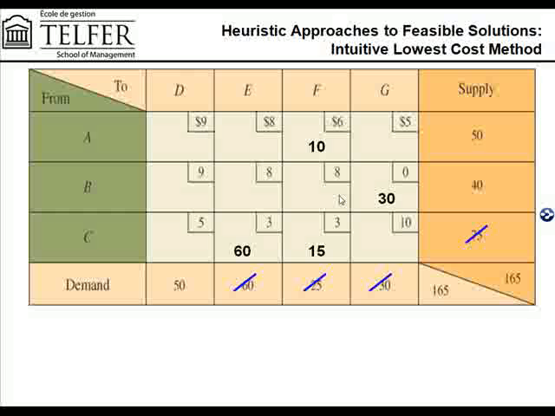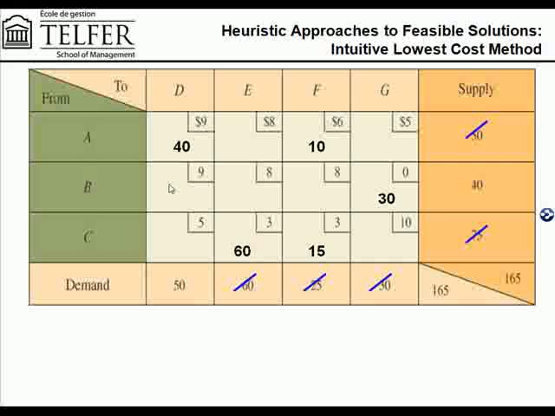Move on from the $8 cost to the $9 cost that you have. From A to D, there's a $9 cost. From B to D, there's a $9 cost as well. So we're going to supply from A to D first. D requires 50 units. A, however, has already supplied 10 out of its total possible of 50, so it can now supply 40 to D. So we will do that, which will take care of the total supply that was possible out of A. So A has now exhausted all of its capacity.